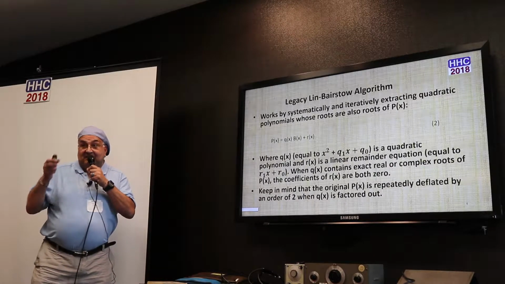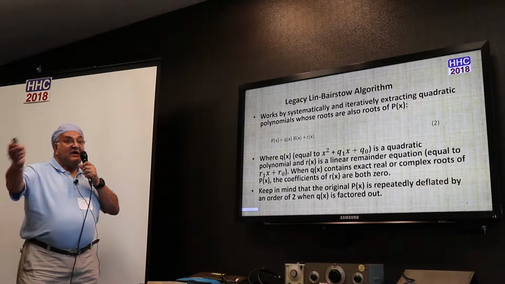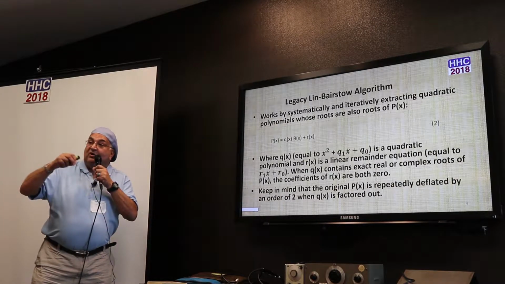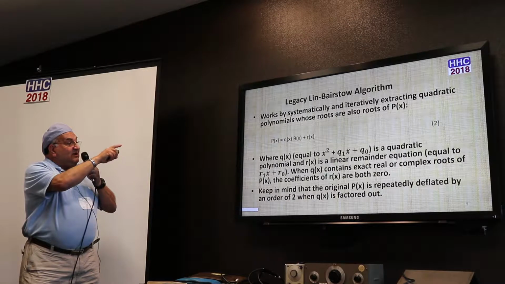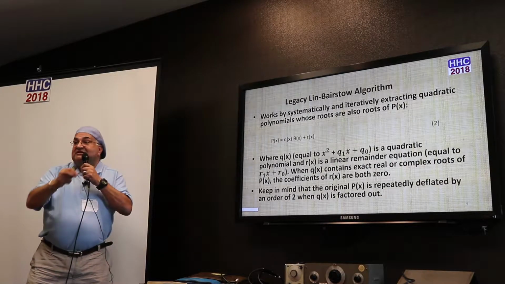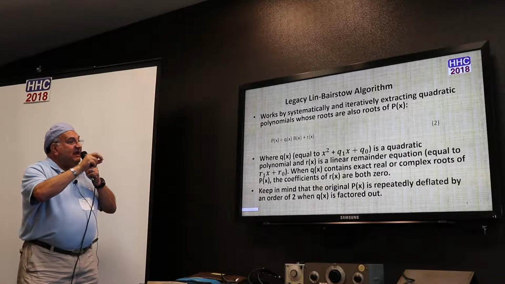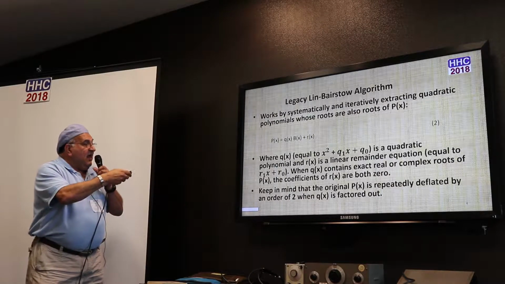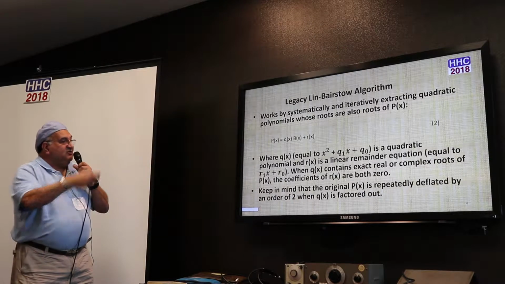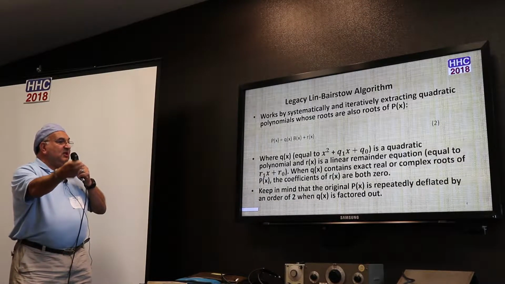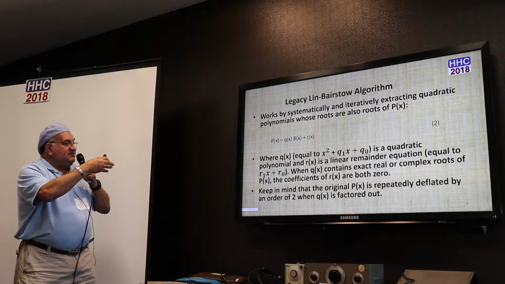Now, the legacy Lin-Bairstow method works by systematically and iteratively extracting quadratic polynomials whose roots are also the roots of p of x. In equation 2, p of x is q of x, the quadratic polynomial, times b of x, the deflated polynomial that we will obtain, plus r of x, a linear remainder, a straight line. And q of x is x squared plus q sub 1 x plus q sub 0. That's the quadratic polynomial we're extracting. R of x is the linear remainder, r sub 1 x plus r sub 0.